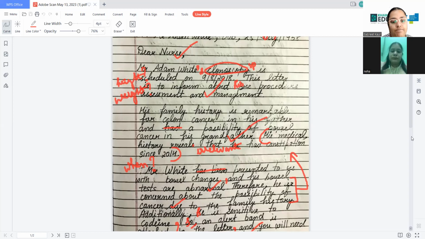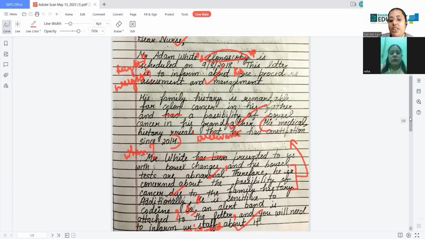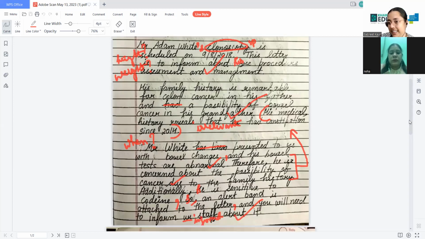Then, in the next paragraph, you've mentioned Mr. White has been presented to us. Has been presented, number one, it's present perfect tense, and it's used when the patient is brought by somebody else. Did somebody else bring the patient to you, or did the patient come himself? The patient came himself, though. So we won't write has been presented. We'll simply write presented because we will specify the time when that presentation happened.